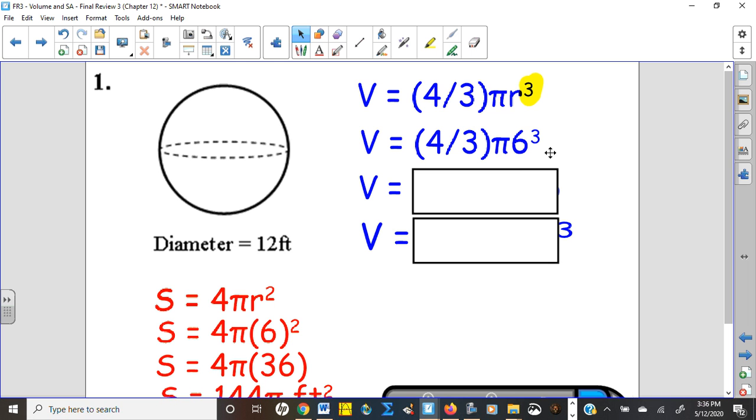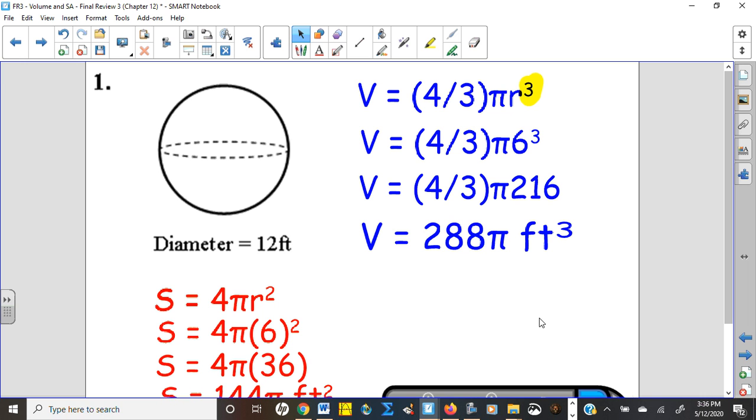If you can avoid that mistake, that's the only variable that exists in this, the radius. So we're going to do 4/3 times pi, 6 cubed. 6 cubed is 216, and fortunately 216 is divisible by 3. So divide by 3, multiply by 4, we get a nice answer of 288 pi cubic feet exactly. It would be multiplied by 3.14 for an approximate value.